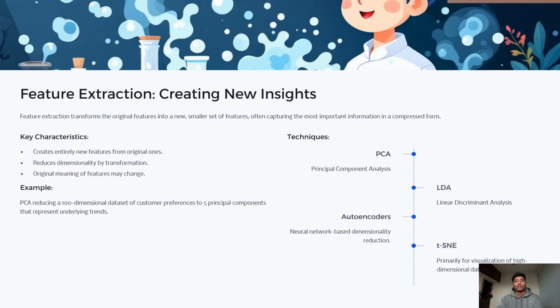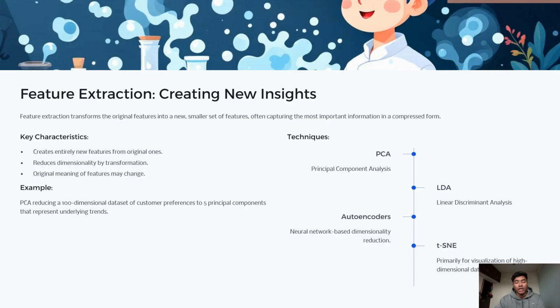Now, feature extraction, creating new features. Feature extraction works differently. Instead of selecting existing features, it creates new features by transforming the original data. These new features capture the most important information but may not have a direct human understandable meaning. Popular techniques include PCA, LDA, autoencoders, and t-SNE for visualization. Example, PCA turning 100 customer preference features into just 5 principal components.